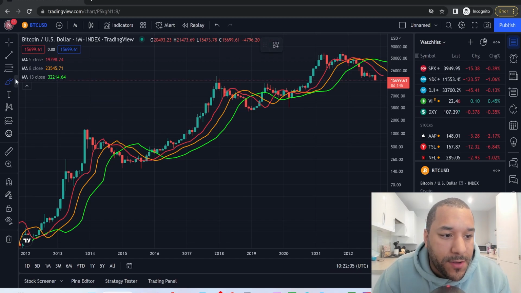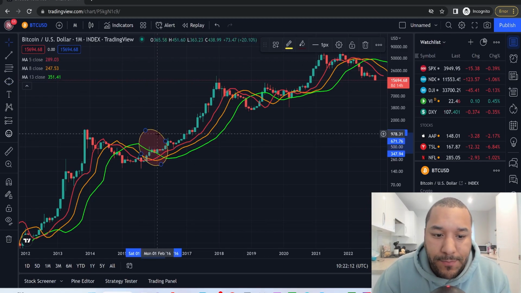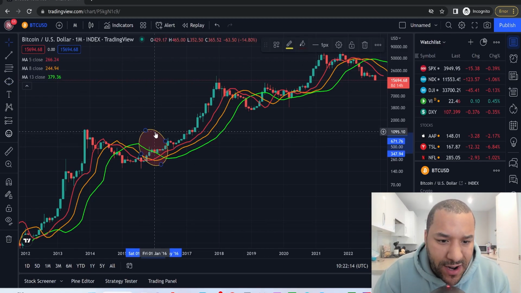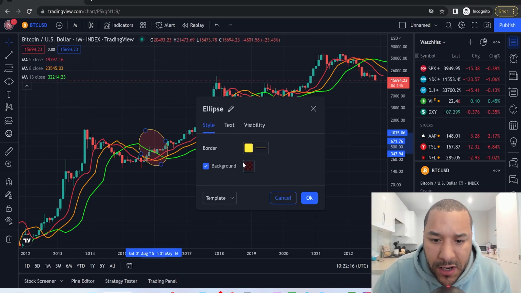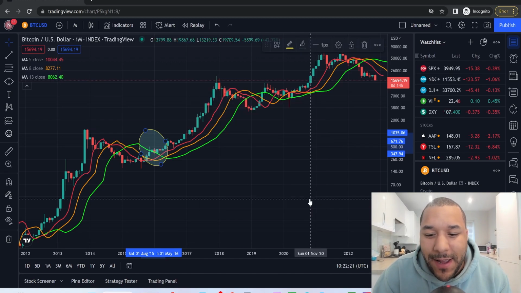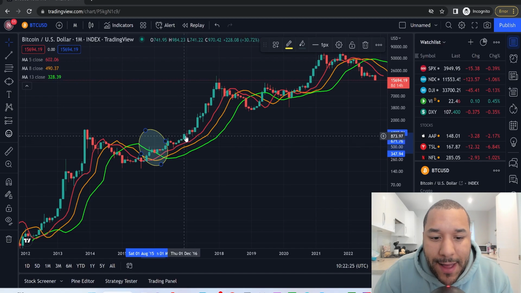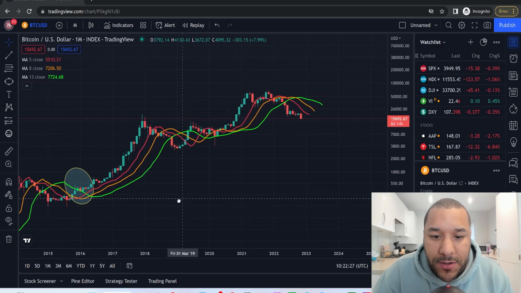I'm going to use the ellipse tool just to show you the break and where we are, and everywhere here. Let me just change this color, it's red and ugly looking. I want it nice, clean, and light. Here we go. So every time we had the break of these lines and the price was above all 3 lines, we went absolutely parabolic. And it shows it again here.